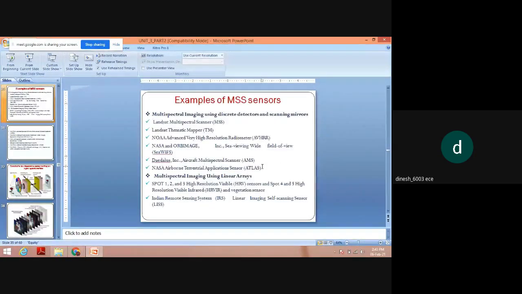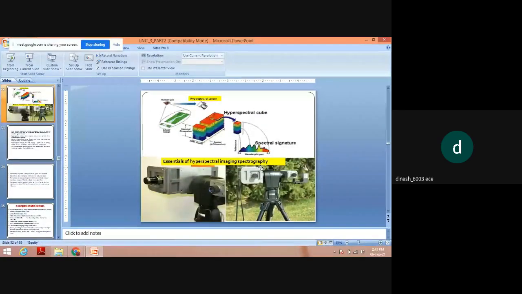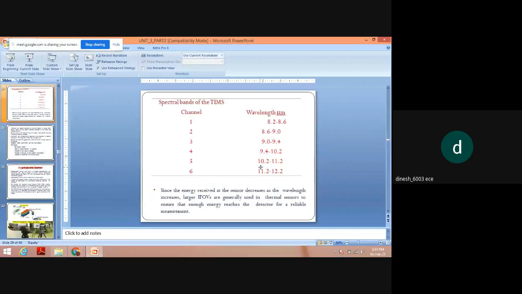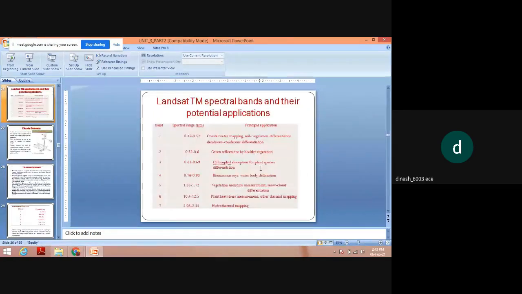If you send an electromagnetic wave in that particular wavelength, it will reflect with the principle that we had seen. Just a minute, I'll show you that. So these spectral bands and their potentials will identify you. Band 1, band 2, band 3, band 4, band 5, band 6, band 7. An electromagnetic wave will be sent in all the spectral ranges. So if you get a response in the range of this, we'll be identifying it as water mapping, or soil vegetation differentiation, or a deciduous coniferous differentiation.